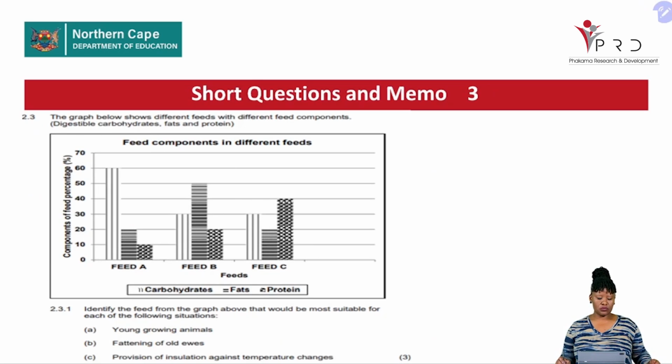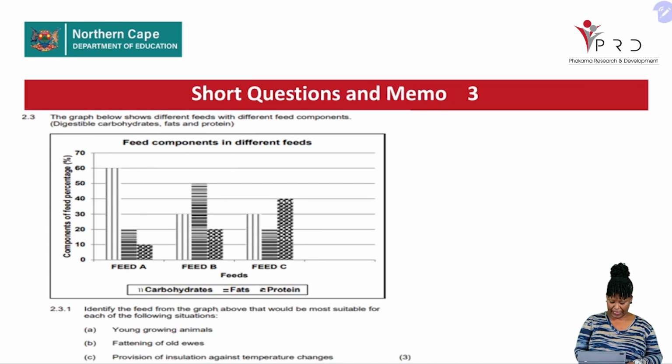The graph below shows different feeds with different feed components: digestible carbohydrate, fats, and protein. Which skill are you assessed here? It's a matter of interpreting. Are you able to interpret a graph? Feed components in different feeds.